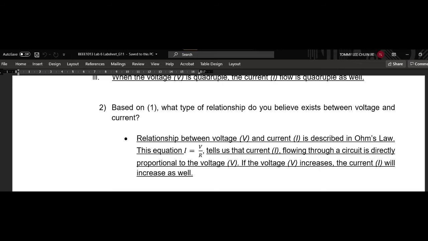Based on our table 1, the relationship between voltage and current as described in Ohm's law, the equation that we have derived from the original formula, which is V equals I times R, so we get I equals V over R. It tells us that the current flowing through a circuit is directly proportional to the voltage. In other words, if the voltage increases, the current will increase as well.